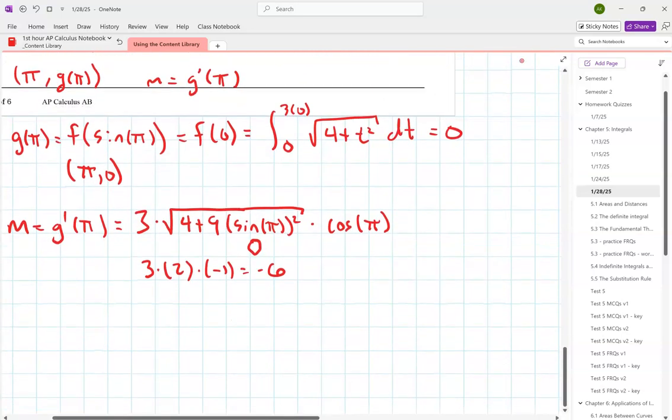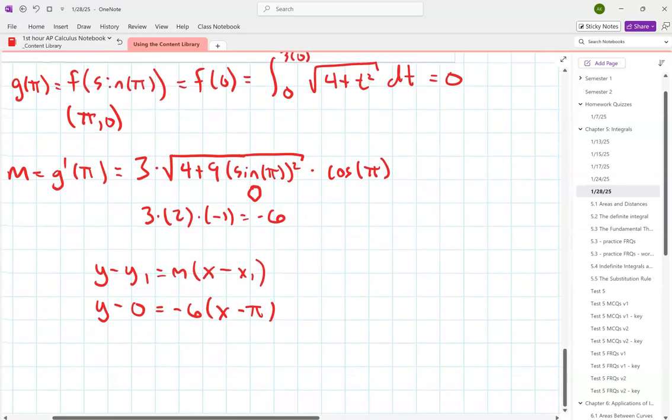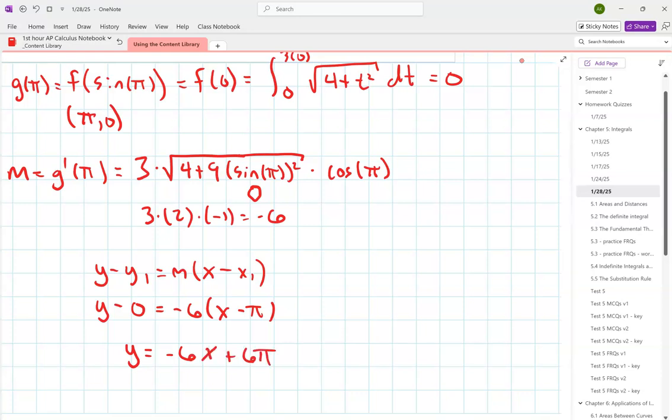So if we just use our point slope equation for a line, we can say y minus 0 is equal to -6 times x minus pi. So y equals -6x plus 6 pi.